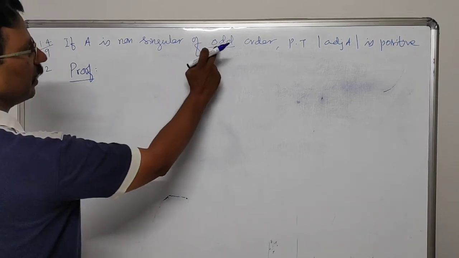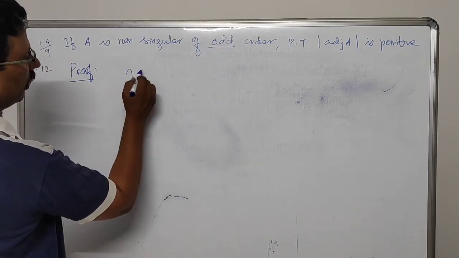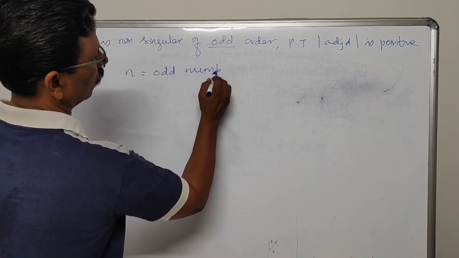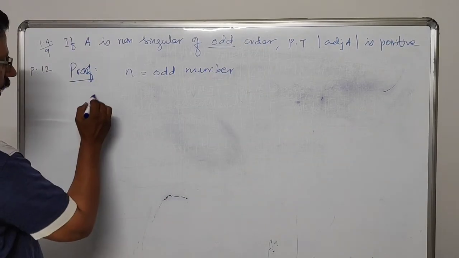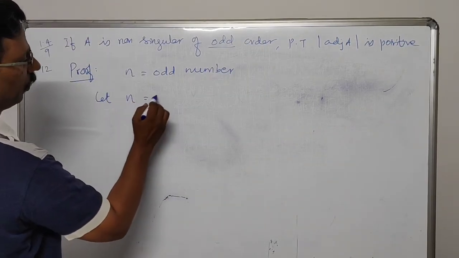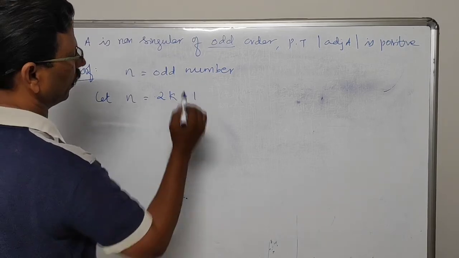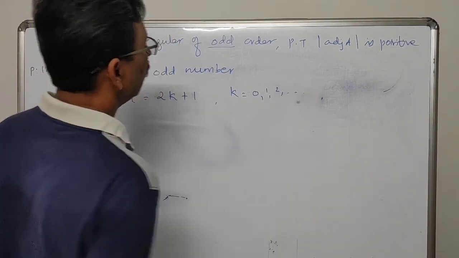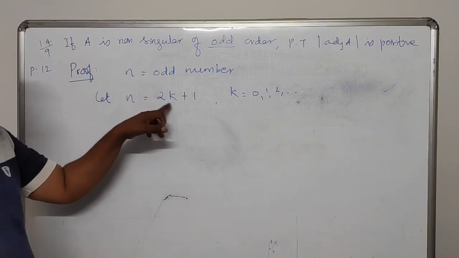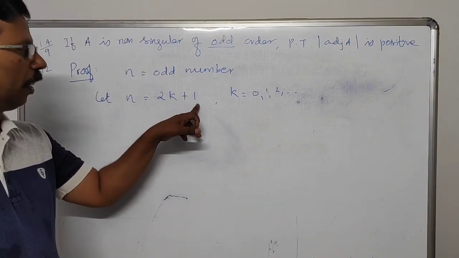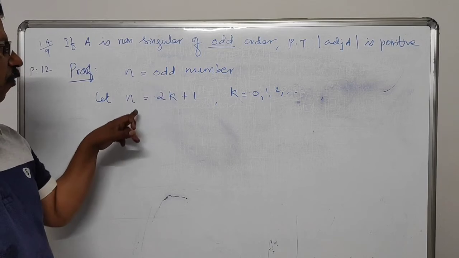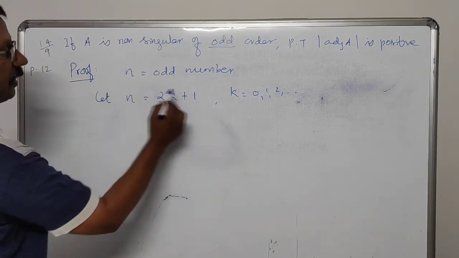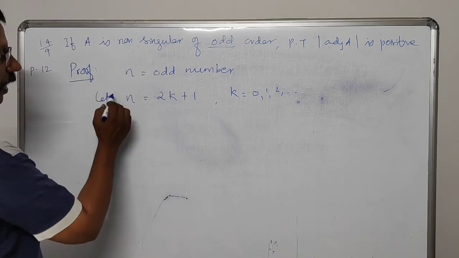See here, n is an odd number. Odd order is given. Therefore, let us take n equal to 2k plus 1, where k equals 0, 1, 2, 3, etc. Whatever be the value of k, if you multiply by 2 you get an even number, and if you add 1 to this even number you get an odd number. Therefore, for our convenience, we are taking n equal to 2k plus 1, which is an odd number.